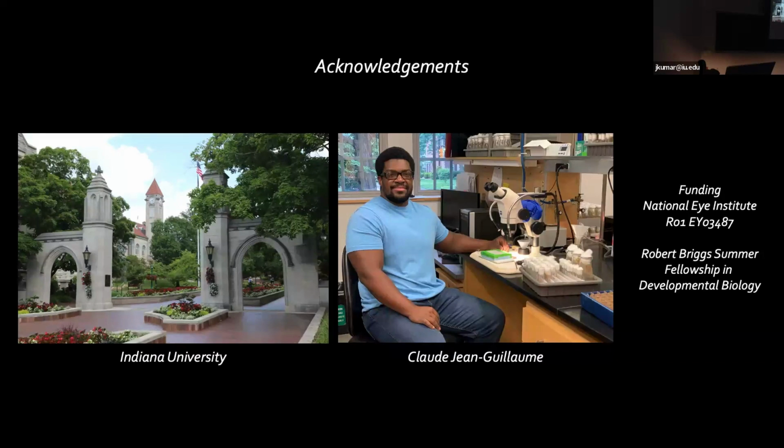I see. So that's a related question. When you knock down eyeless, the toy is still expressed in that area, but the eye is gone. You don't see the ocelli in that area, is it?